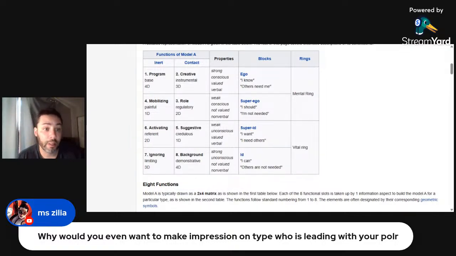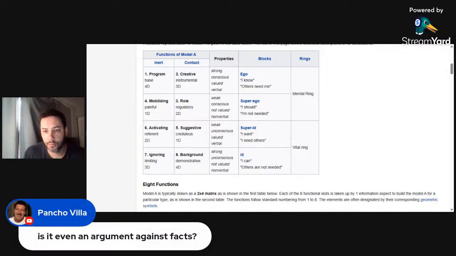Okay, TE person's like, all right, yeah, fine. You're just a moron sitting on a couch thinking to yourself, and you somehow think that your opinion overrides everyone else's or all the evidence. So notice that kind of stuff. Is it even an argument against facts?